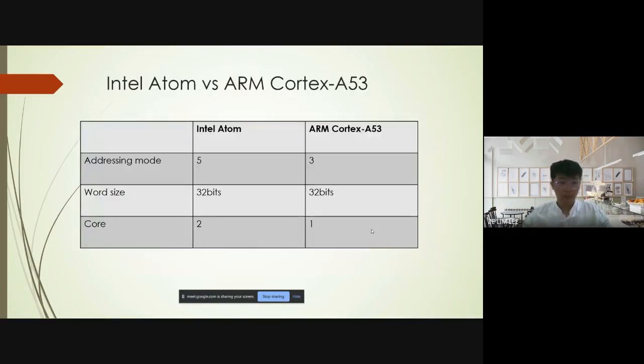Next, from the table, there are 5 addressing modes in the Intel Atom architecture and 3 in ARM Cortex-A53. Both Intel Atom and ARM Cortex-A53 are designed with the same word size, 32-bit physical and virtual respectively. Besides, the number of cores of ARM Cortex-A53 and Intel Atom processor is 2 and 1 respectively.